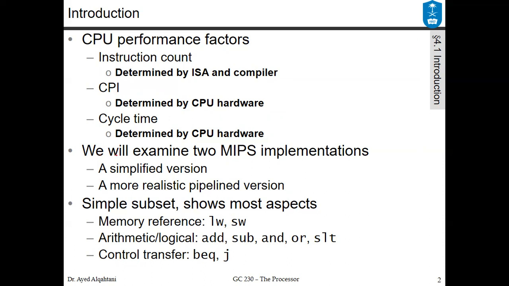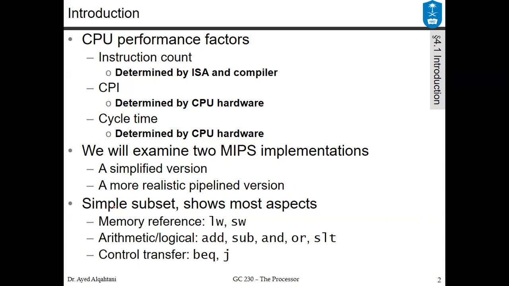In this chapter, we will examine two MIPS implementations. We will start with a simplified version, and then we will end up with a more realistic pipeline version that has a big advantage in terms of performance.